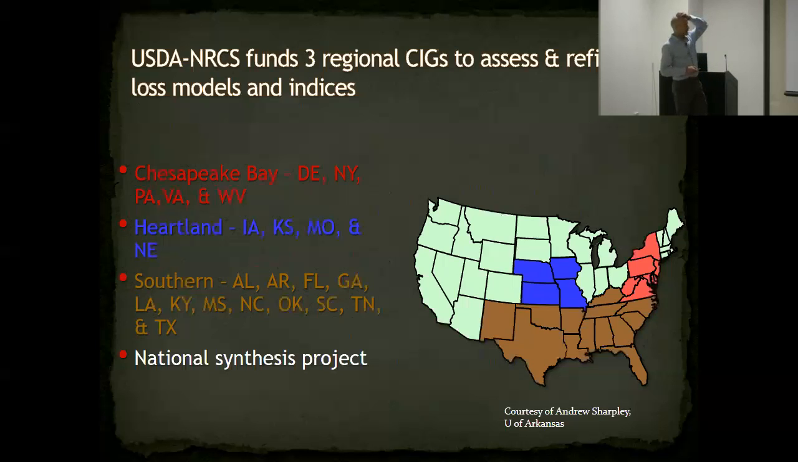So NRCS funded three CIGs, really, and this is four years ago, Brad, would you say? To evaluate both commonly used phosphorus loss models and phosphorus indices. And we had three regions. The one I'm going to talk about is here, the southern region. And then there's this national synthesis project that tried to tie this all together.